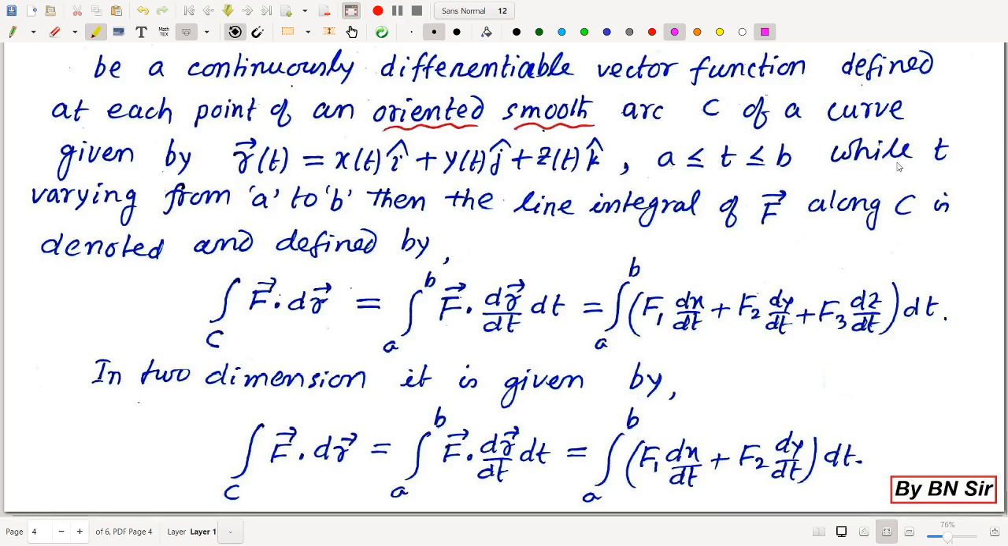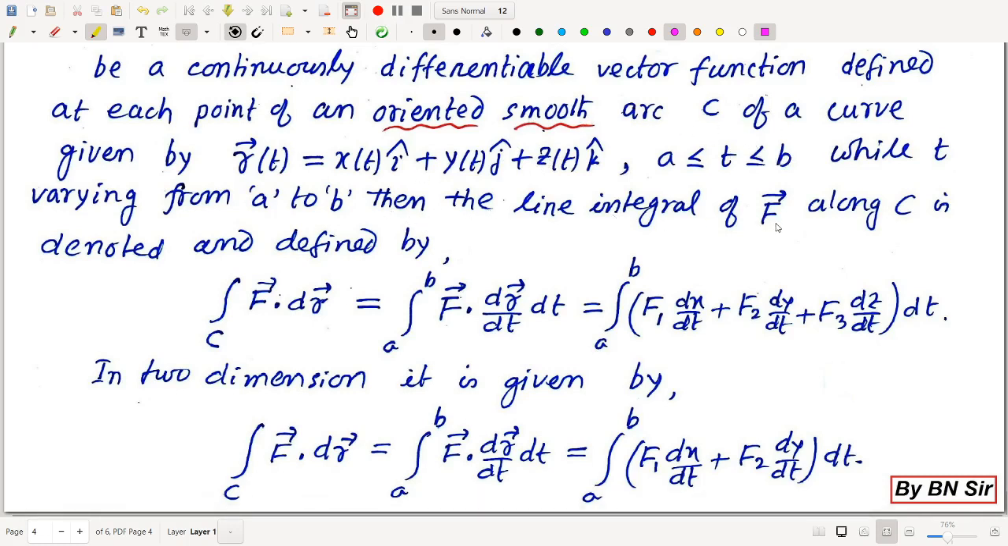where t lies between a and b. While t varies from a to b, the orientation direction is there, and we get the arc in a definite, oriented way. If we vary t from b to a, then of course we shall get the opposite arc. That's why it is written as an oriented smooth arc.